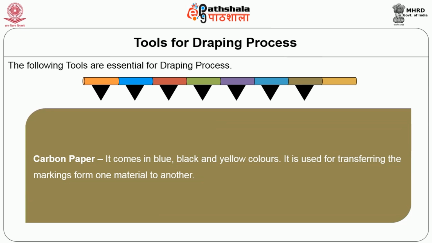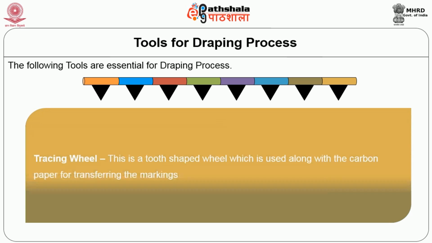We also need a carbon paper which comes in blue, black and yellow colors. It is used for transferring the markings from one material to another. We also require a marking chalk which has to be used for marking the lines on the muslin cloth. And another tool is the tracing wheel. This is a tooth-shaped wheel which is used along the carbon paper for transferring the markings.